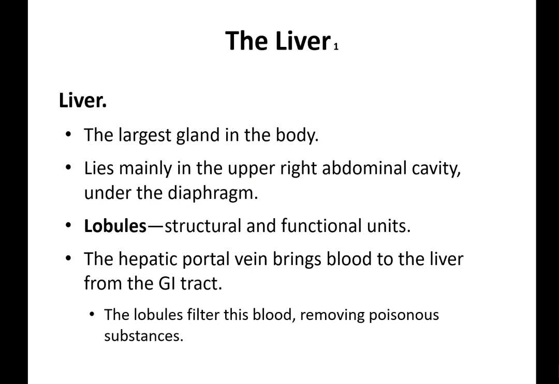The liver is a major metabolic gland that removes poisonous substances from the blood and detoxifies them. The liver acts as a storage organ for vitamins A, D, E, K, B12, and iron. It is also involved in blood glucose homeostasis. The lobules are the structural and functional units of the liver, and the hepatic portal vein brings blood to the liver from the GI tract. The lobules filter this blood, removing any poisonous substances.